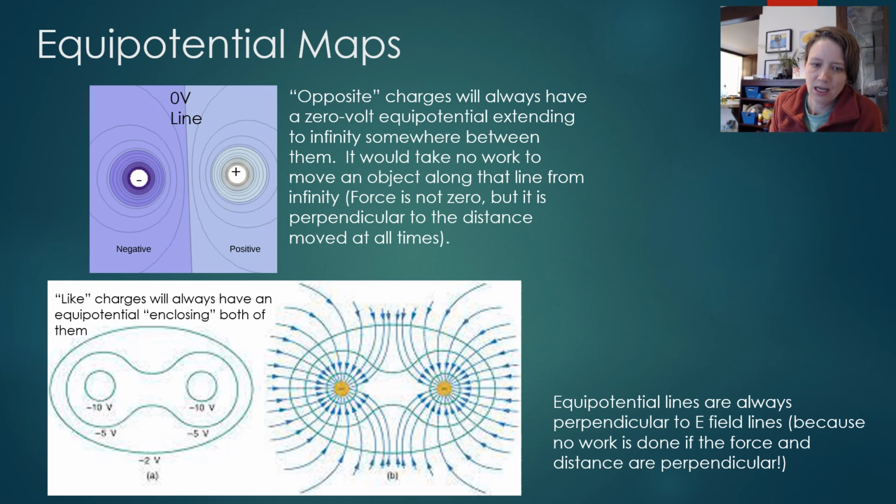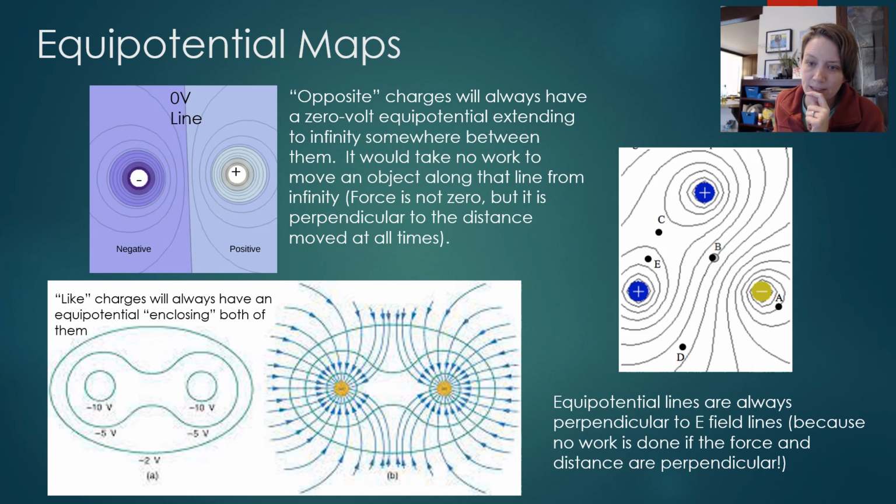Because if the force is perpendicular to the movement of an object, by definition, work is zero. So if you have either the electric field lines or the equipotential lines, you can draw the other one because you know that they're always going to be mutually perpendicular to each other. And we'll do some practice with that in class.